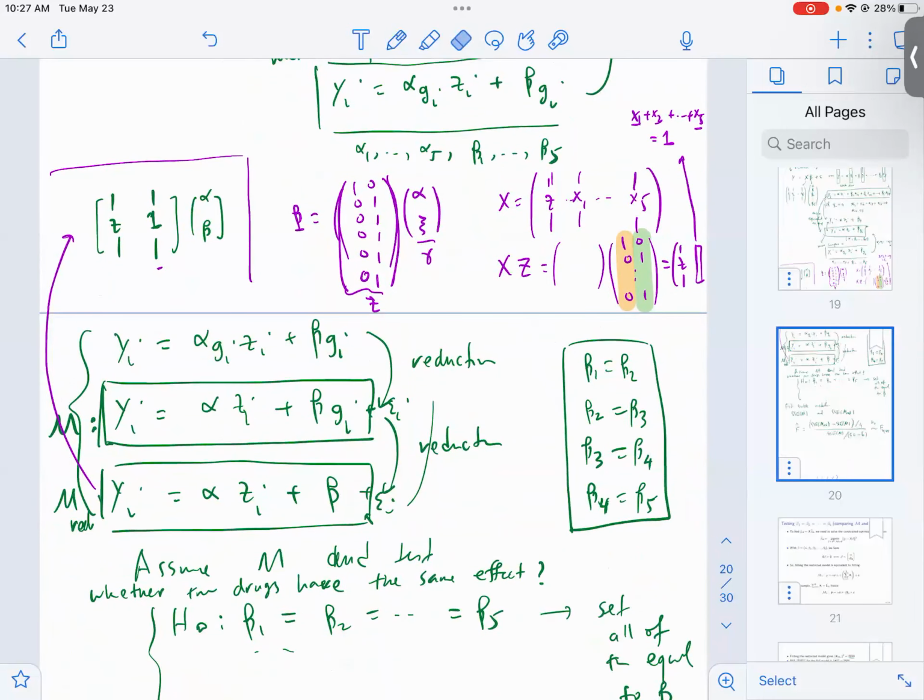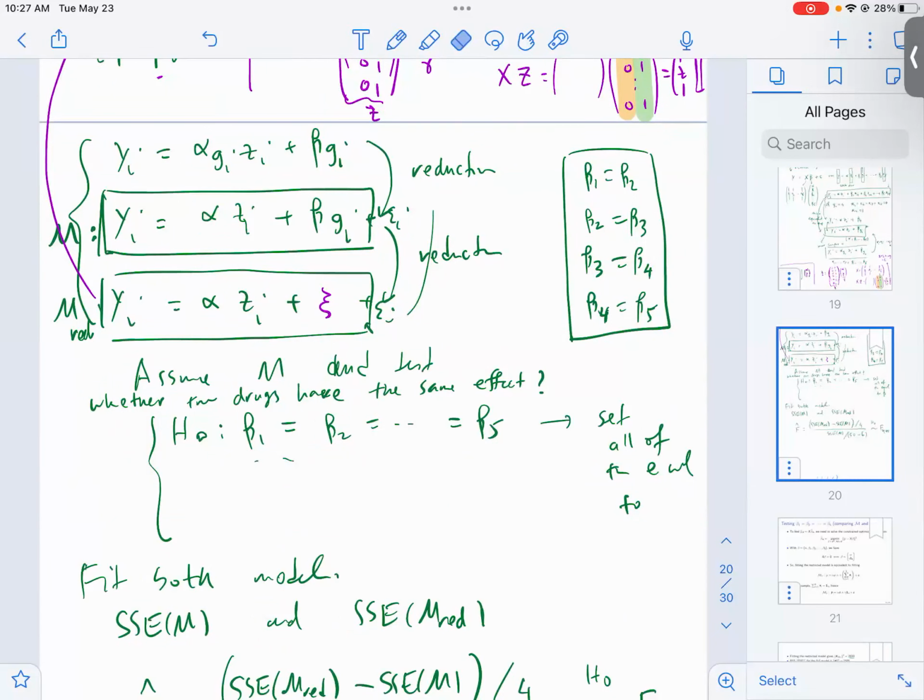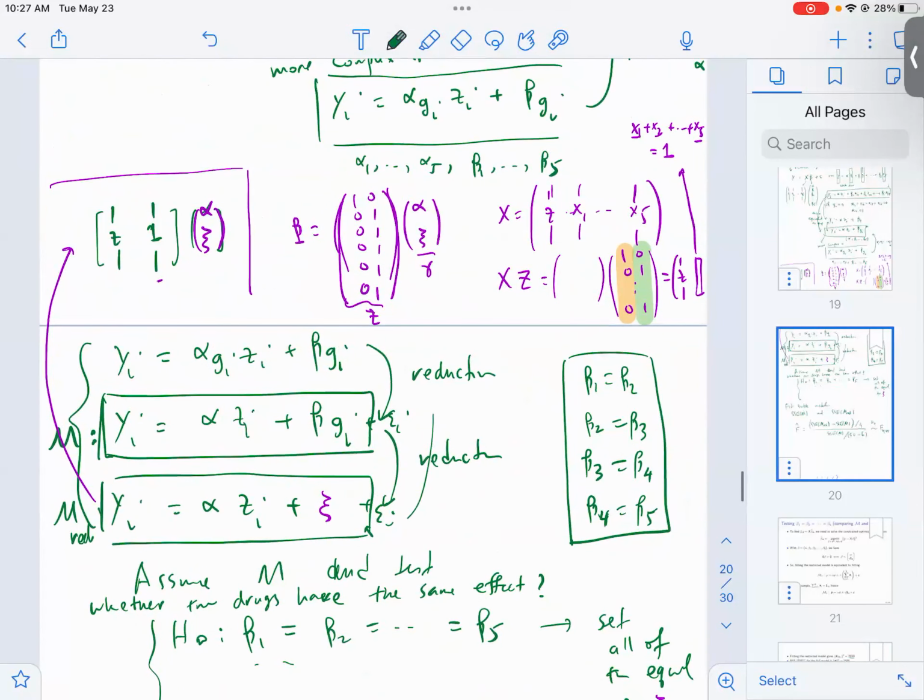In this case, to be consistent, I'm going to write this as alpha and QC. This model is going to be QC. I'm setting all of them equal to QC, just a new variable so that it's not confused. So you basically fit this model, or if you want XZ gamma, gamma would be your new parameter. And then the fitted values would be XZ times gamma hat.